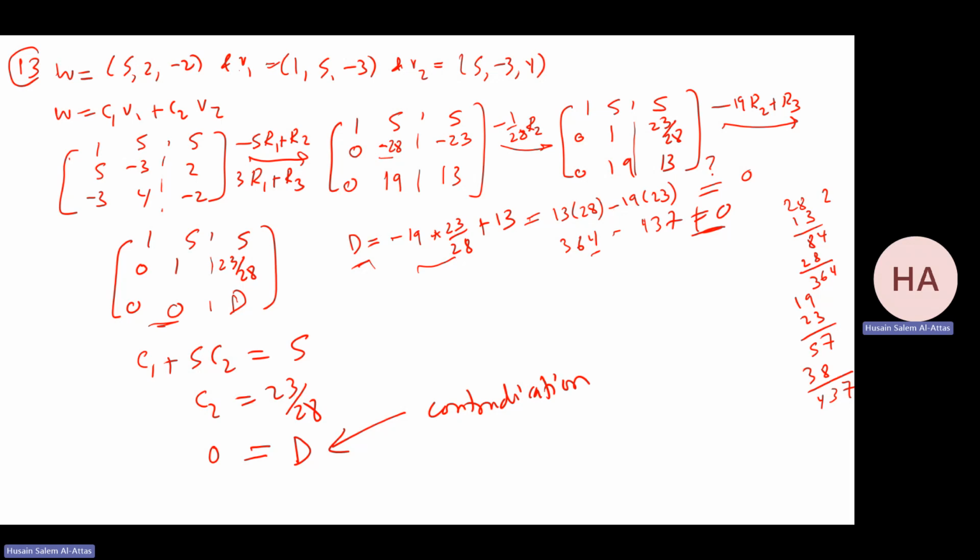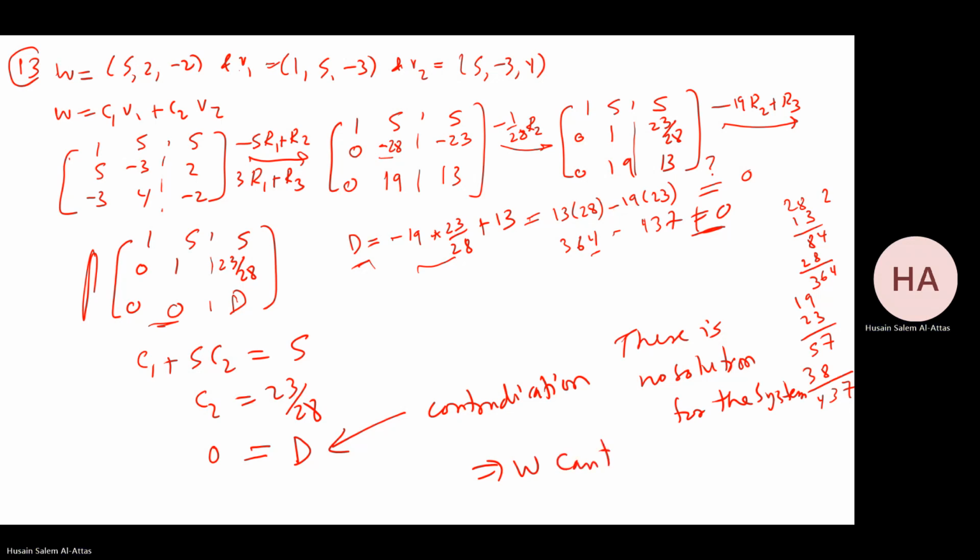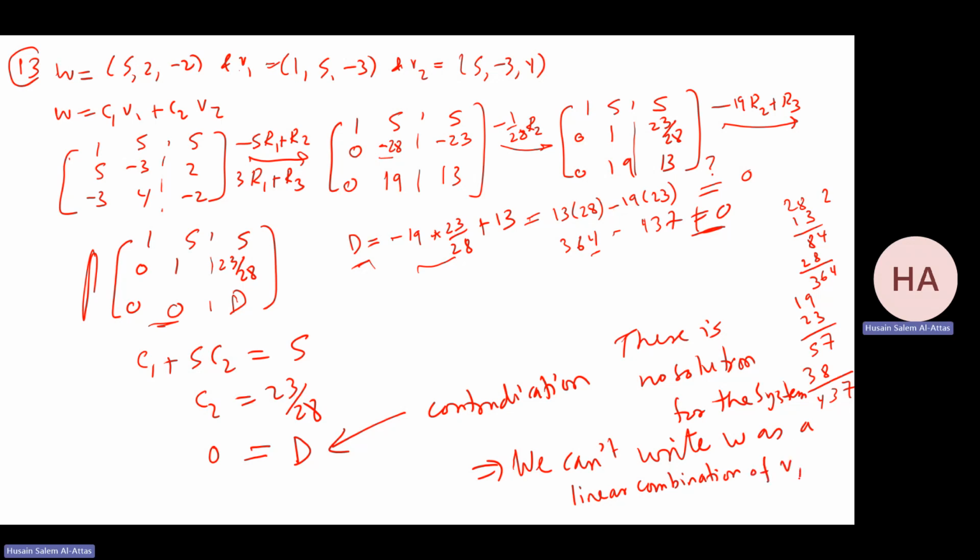It means what? We cannot solve this system. So there is no solution. There is no solution for the system. That means what? W cannot be, we cannot write W as a linear combination of these vectors, which is what? V1 and V2. Okay.